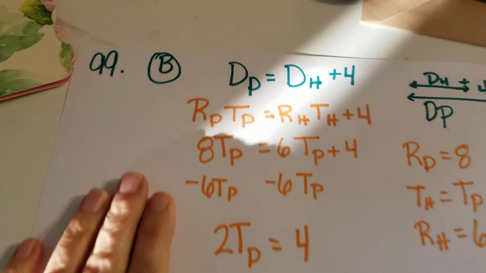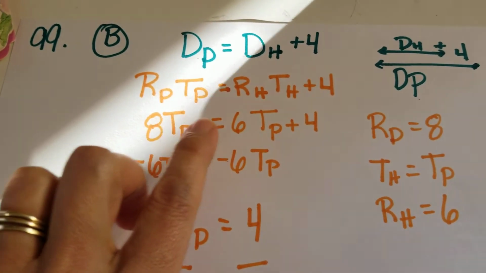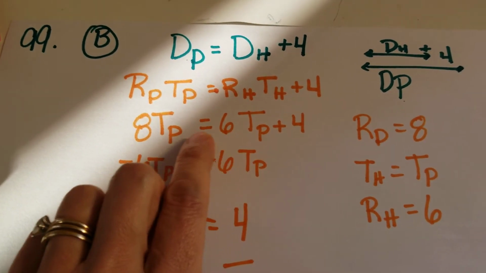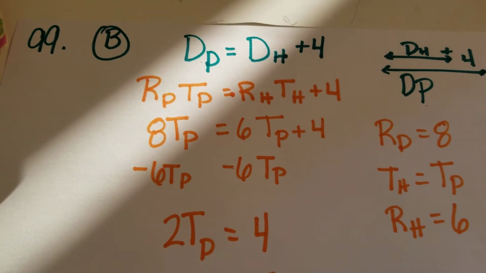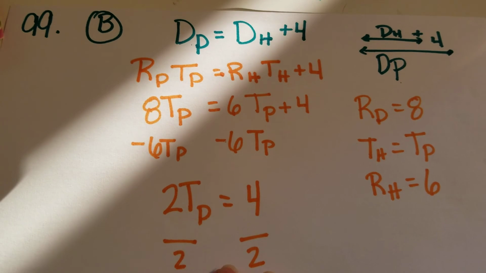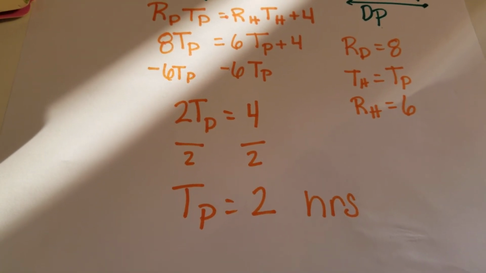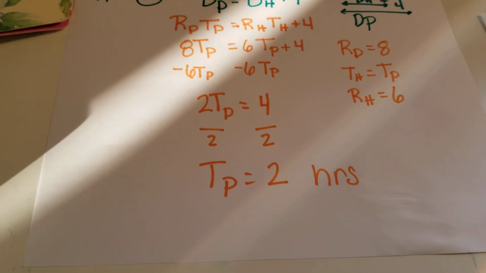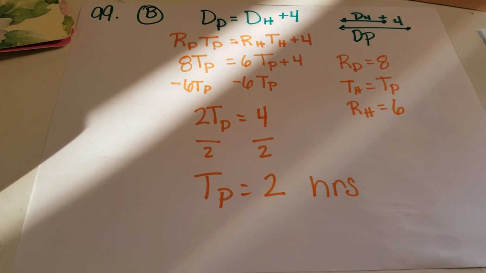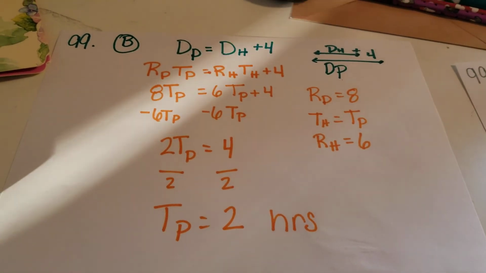All right, so we come here. 8 times time of Paris equals 6 times, I go ahead and write time of Paris since they're the same, plus 4. Subtract the 6 TP from both sides. 2 TP equals 4. Divide both sides by 2. The time of Paris is 2 hours. So it took 2 hours to catch up to Helen with her head start. Okay. All right, I'll be back with 101 shortly.